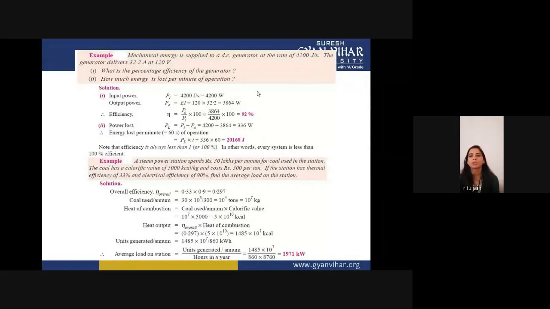And the power lost PL is equal to PI minus P naught, that is 4,200 minus 3,864, which is 336 watt. And energy lost per minute of operation is PL into T, equal to 336 into 60, that is your 20,160 joule. So efficiency is always less than 100% or 1. In other words, every system is less than 100% efficient. So for this example, the efficiency of this power system is around 92%.